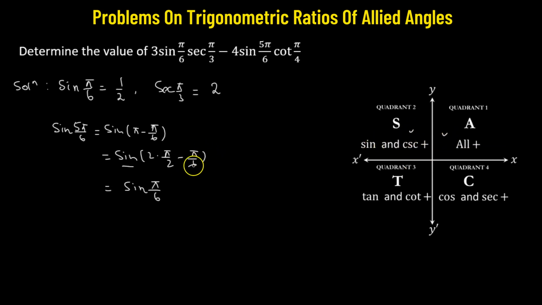But we are also subtracting pi over 6 from 2 pi over 2. But pi over 6 is an angle lying between 0 and pi over 2 radian. So we are still going to lie in the second quadrant. Now in the second quadrant, sine is positive. So that means our value is going to be positive sine pi over 6. And pi over 6 gives us a value of 1 half.